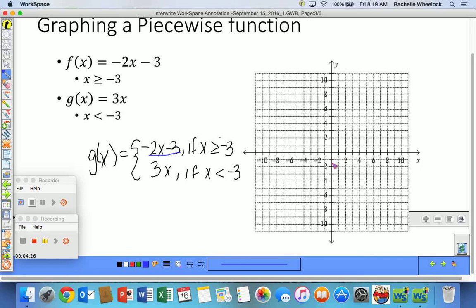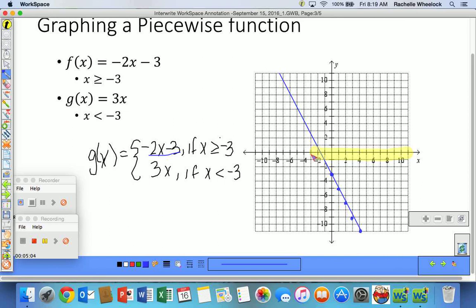Now my domain says I want the x values that are greater than or equal to negative 3. So that's about here and this way, which puts my closed circle at negative 3, about here. This is going to be actually on this point. My line got off a little bit. So I'm going to erase everything to the left of that point.